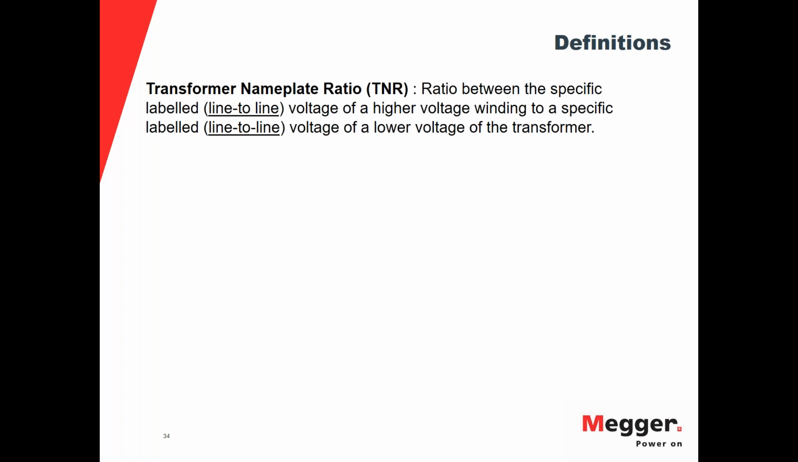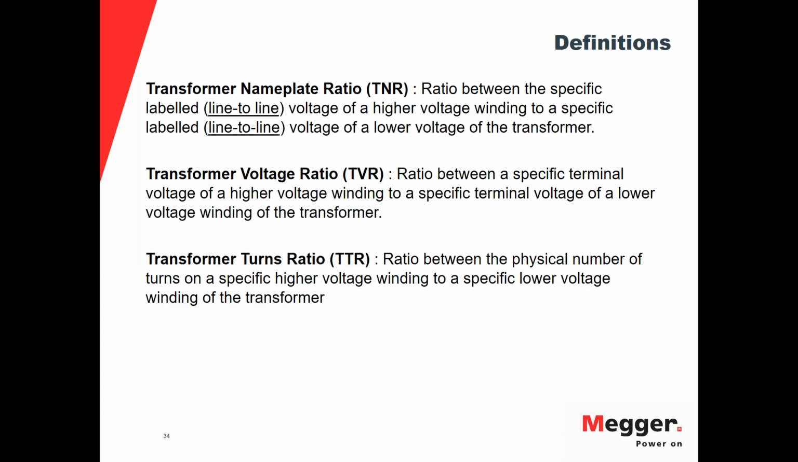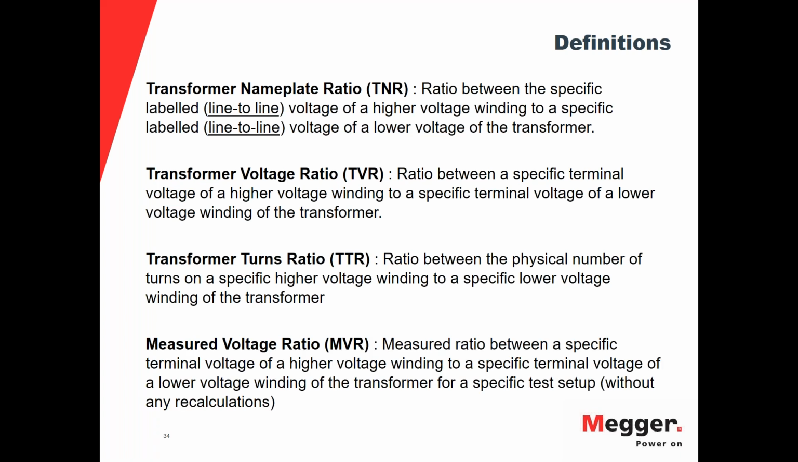So again, we're back to the definitions. TNR was line to line. TVR is specific terminal of the high voltage to the low voltage. And TTR is the ratio between the physical number of turns. And then the MVR, again, we apply voltage, we measure voltage. It's the voltage that we apply. We are measuring on the other side, secondary, whether it's low or high voltage.